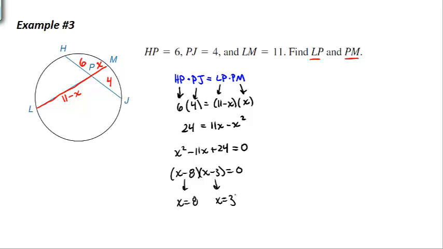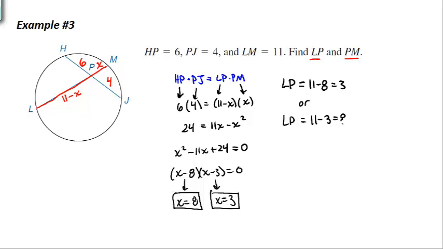If we just quickly double check, we can see that both of those give us positive segment lengths, so they're both valid answers. There's our solution. We still need to answer the question that was being asked, which is, what is LP? LP would either be 11 minus 8, which is 3, or LP will equal 11 minus 3, which is 8. So there's two lengths for LP. We also need to find PM. Since that's just X, we can say PM is equal to either 8 or 3.